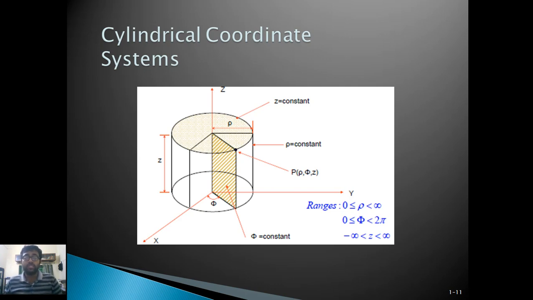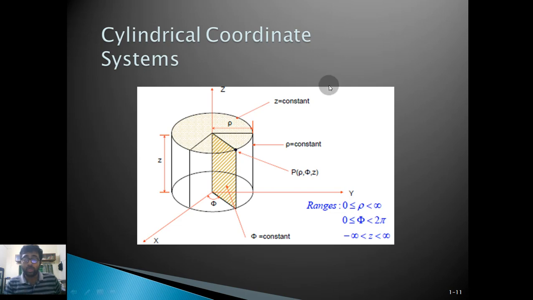Now phi, which is the azimuthal angle, because it is an angle, will have a range between 0 and 2 pi. As simple as that. The value of z will be between minus infinity and plus infinity, because it's a continuous space. There is no specific limit on the z-axis, because we can stretch it to infinity. That's why the value of z will be between minus infinity and plus infinity. So let's go to the next slide.